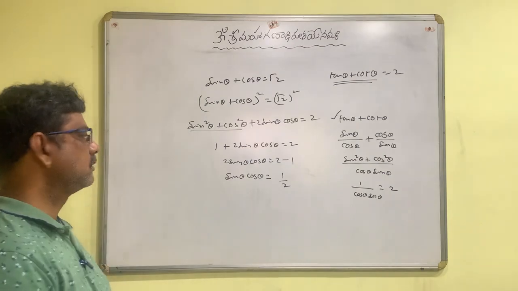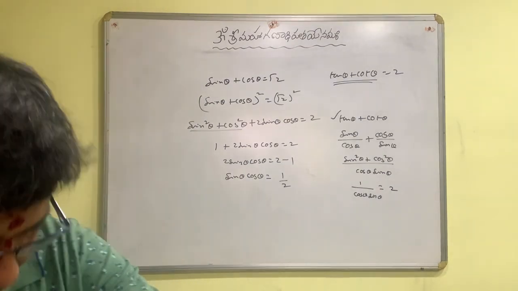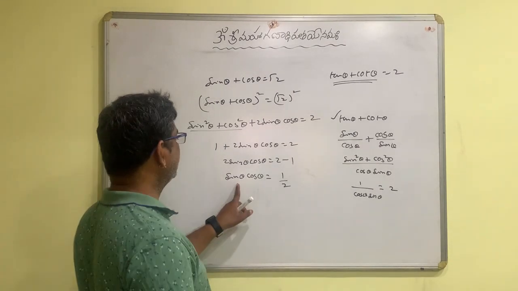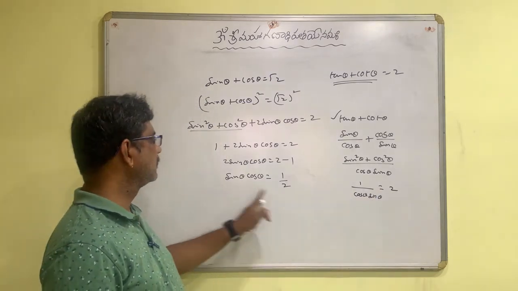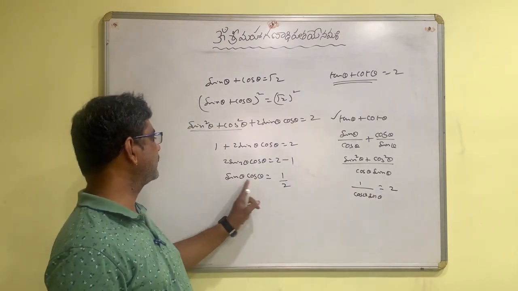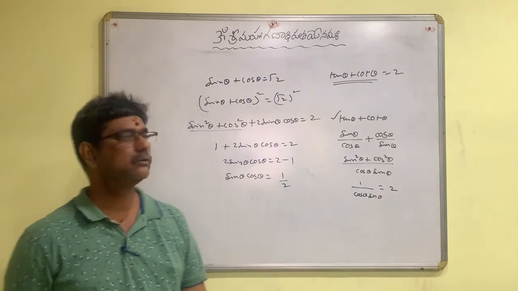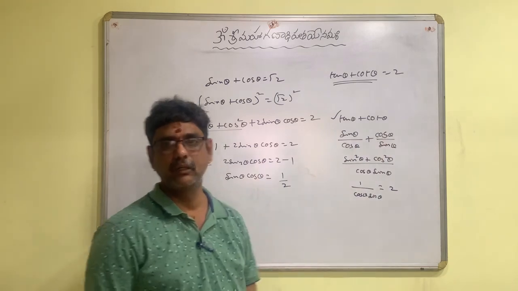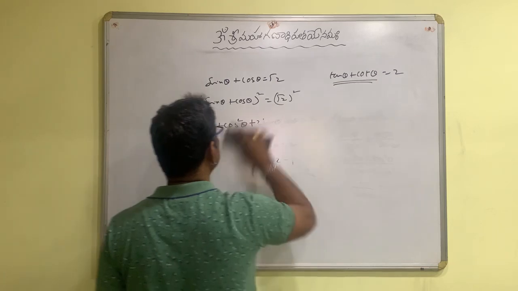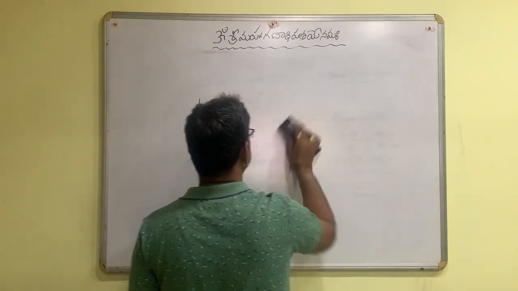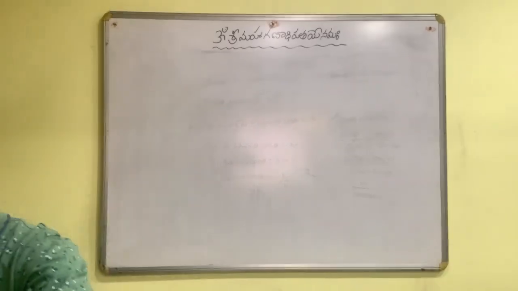Okay na? Sin theta cos theta is 1 by 2. Then its reciprocal becomes 2, na? 1 by sin theta cos theta is the reciprocal of sin theta cos theta. If sin theta cos theta is 1 by 2, its reciprocal is 2. So tan theta plus cot theta value is 2. Any other doubts in the paper question? In that paper, children?